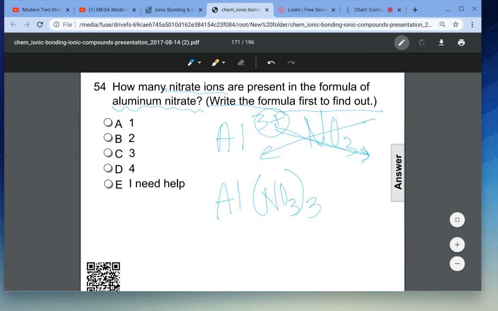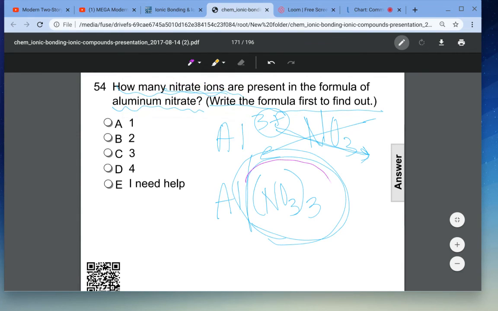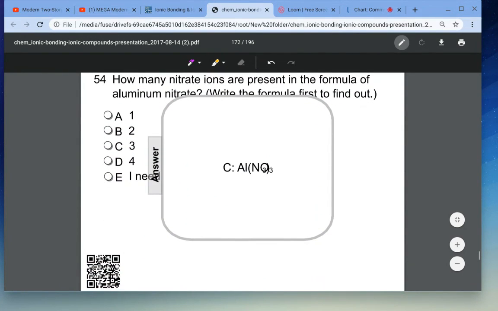So here it says, but how many nitrate ions are there in the formula? Well, here's my big box of cereal, right? Here's what I want to know. How many boxes of cereal do I have? This number here tells me how many boxes of cereal. So what's your answer? How many boxes of cereal do I have? Okay, the answer should be C, 3.